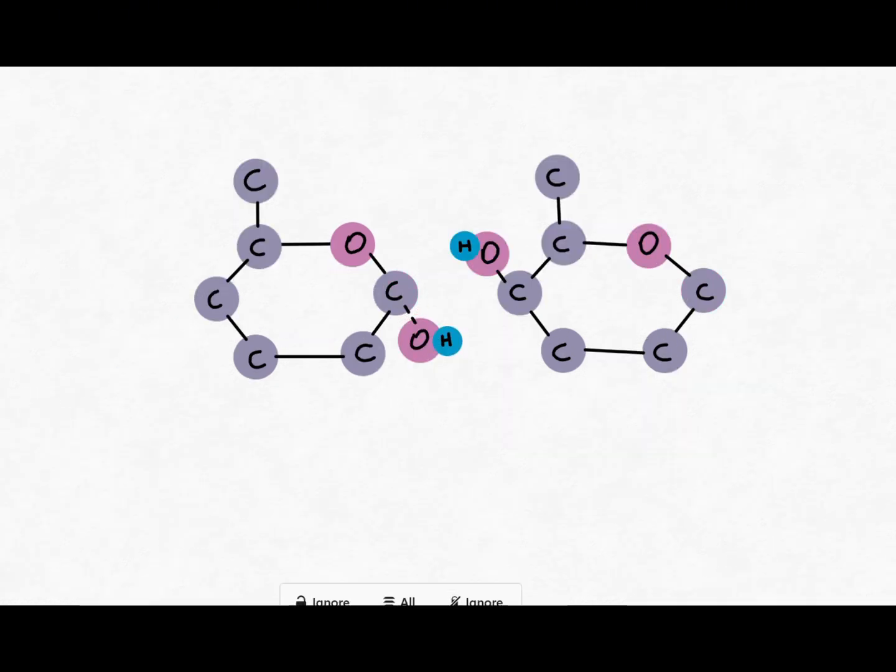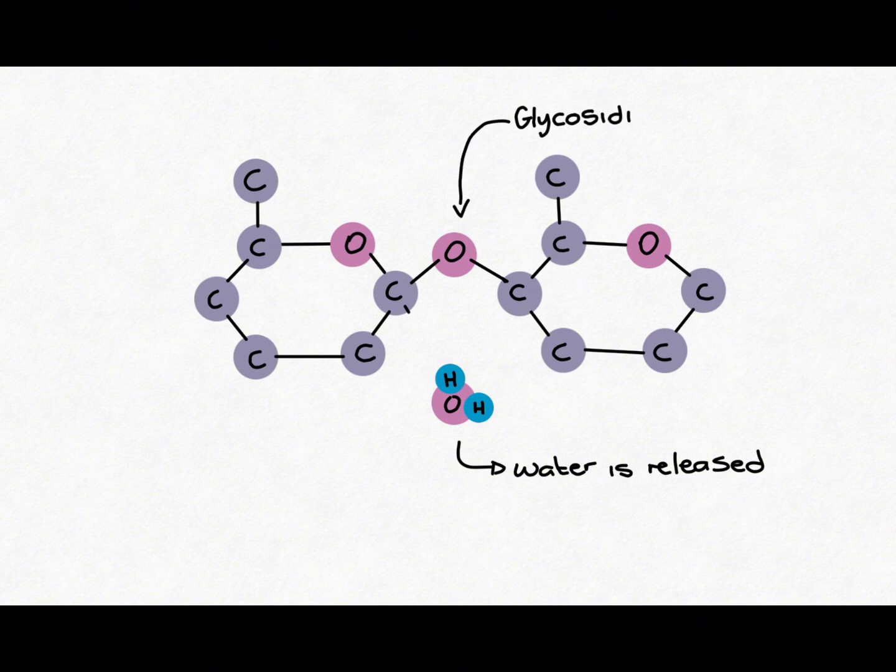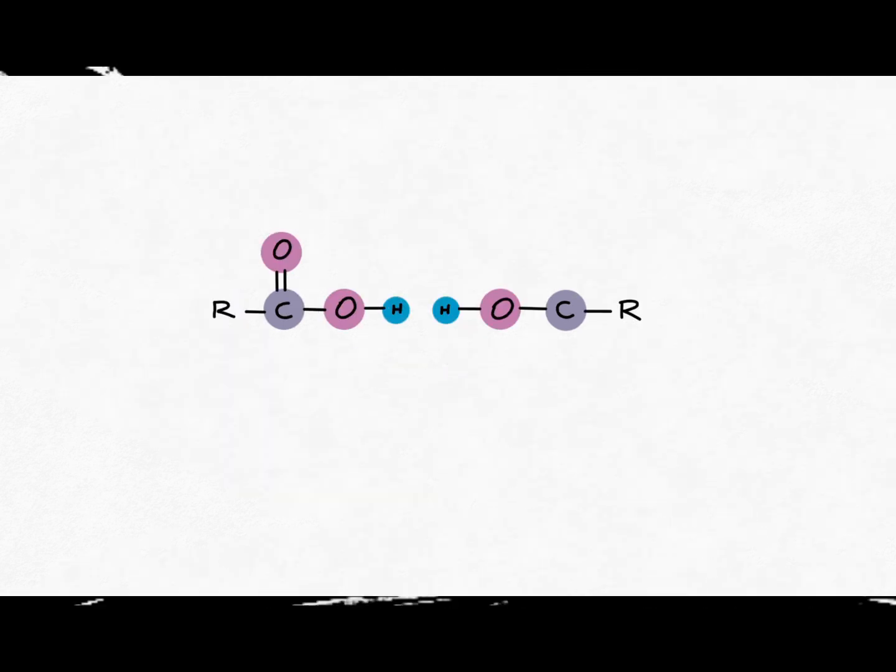Next, we have 2 glucose molecules. In these molecules, the bond between the carbon and oxygen and hydrogen will break, releasing water. A bond between the oxygen and carbon will then form, called a glycosidic bond. These bonds are formed when glucose molecules or any other carbohydrate monomers are joined together to form a carbohydrate polymer.